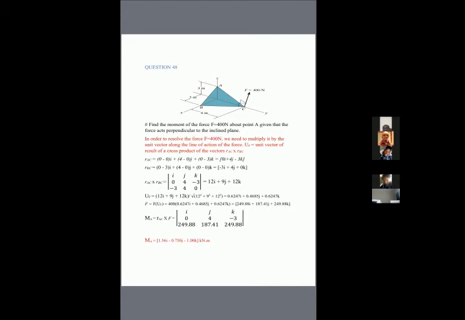So in this case, our unit vector is going to be, okay, let me explain this first. The line of action of the force there shows us that it's actually perpendicular to the line AC, and it's also perpendicular to the line BC.